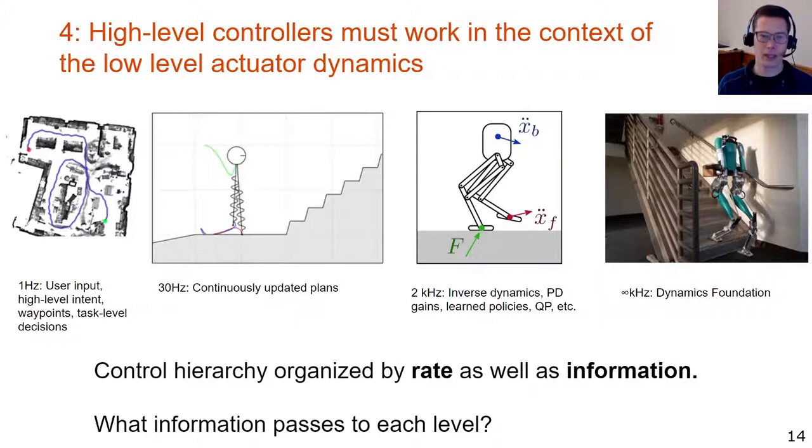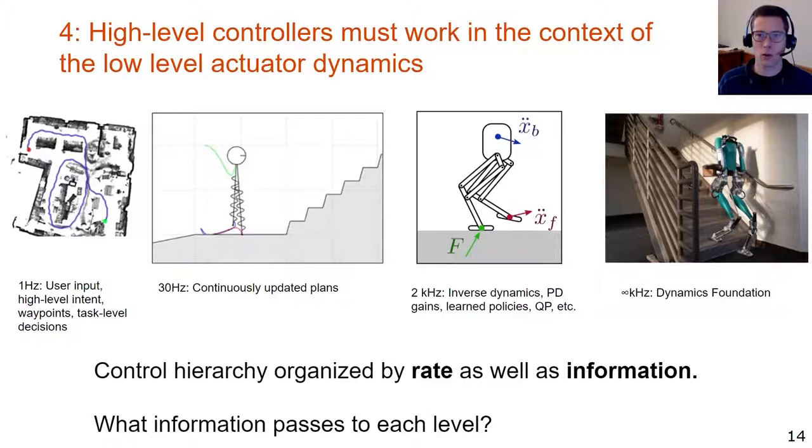And I think this control hierarchy is organized by rate, as I've described here, 2 kilohertz for low-level dynamics, 30 hertz for updated plans, etc., but also information level. You can't be planning the entire dynamics of the robot in the whole world space. It's just too big of a problem, and it's not necessary. You can really cut down the amount of information you have at each level.